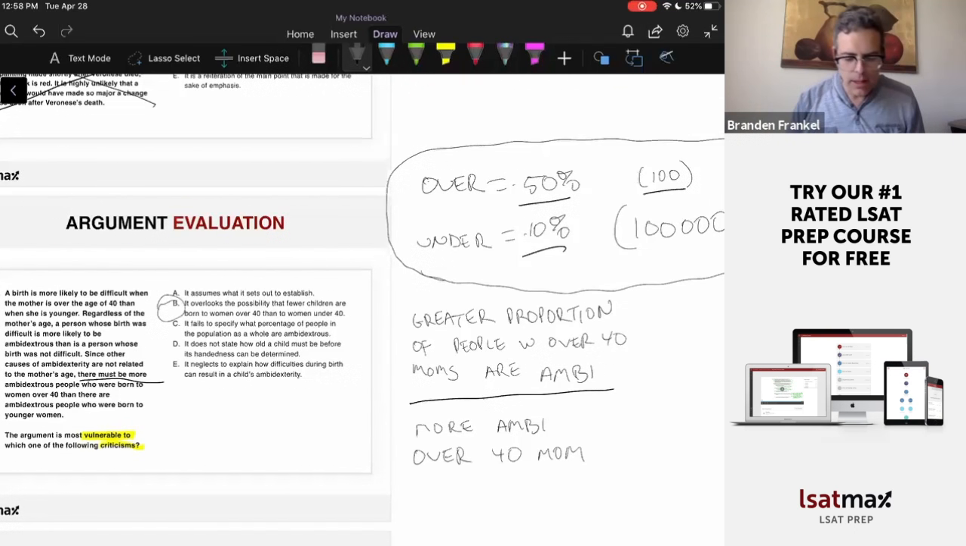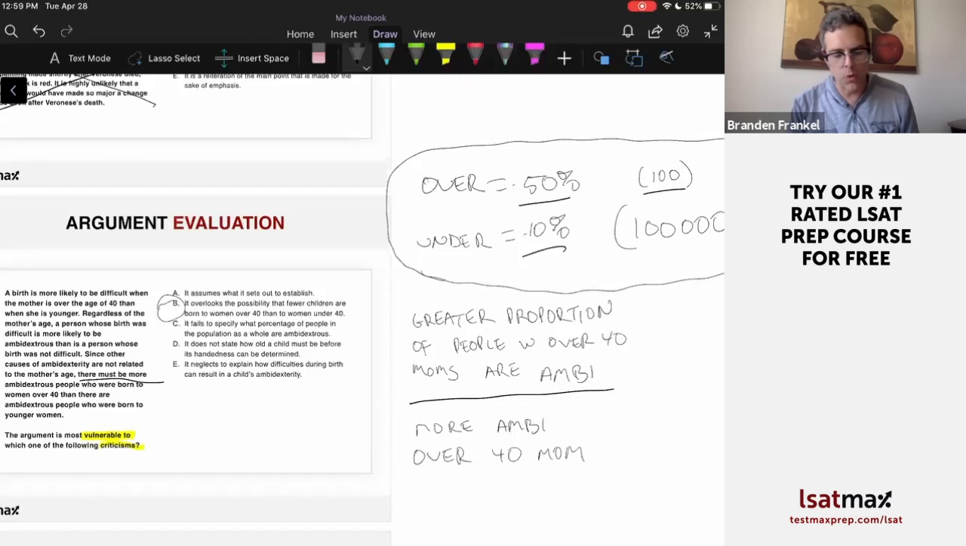It overlooks the possibility that fewer children are born to women over 40 than are born to women under 40. When they say fewer, they're talking about amount. And like I was saying, treating percent as evidence of amount is a common flaw on the LSAT. With enough practice, this is something you will see. You'll know that it's going on in the stimulus. And luckily, you don't have to do the math. You just have to find the answer that addresses the problem with the math.